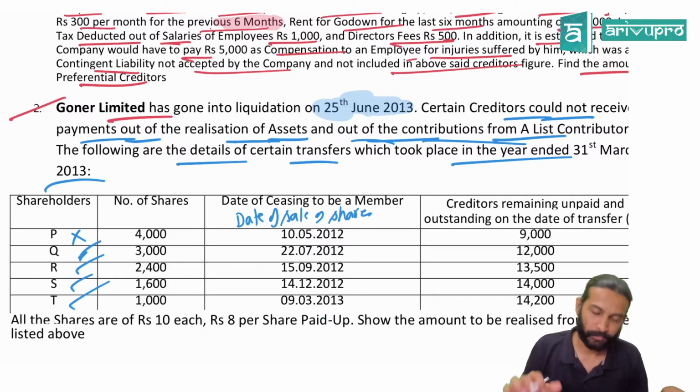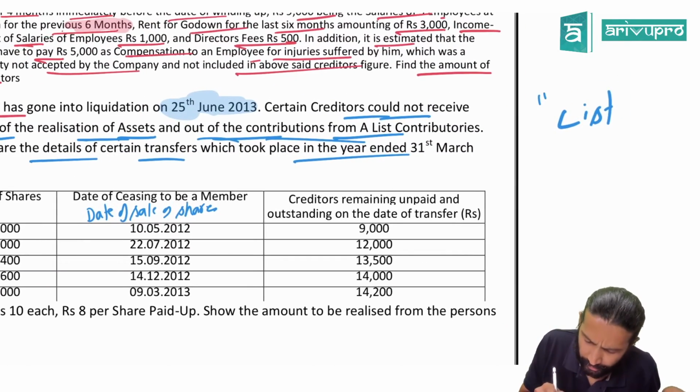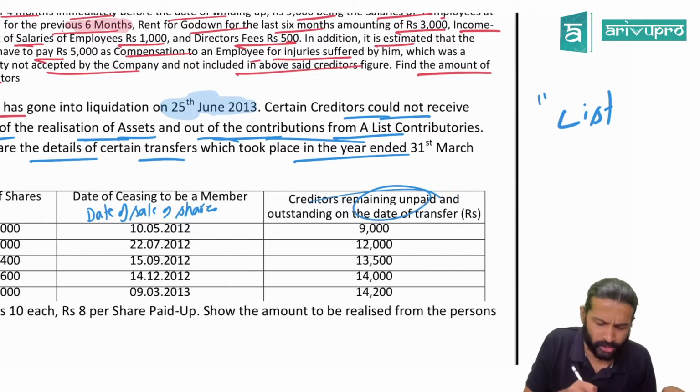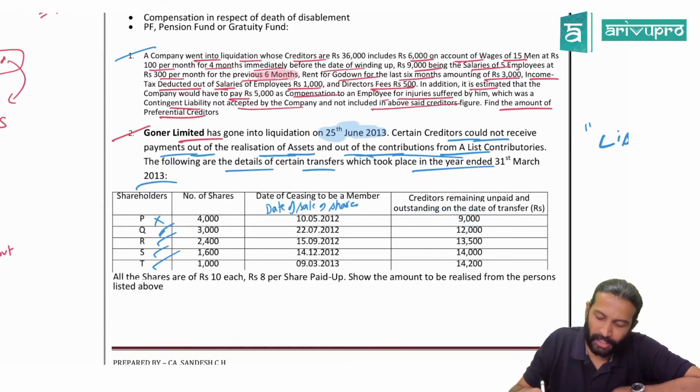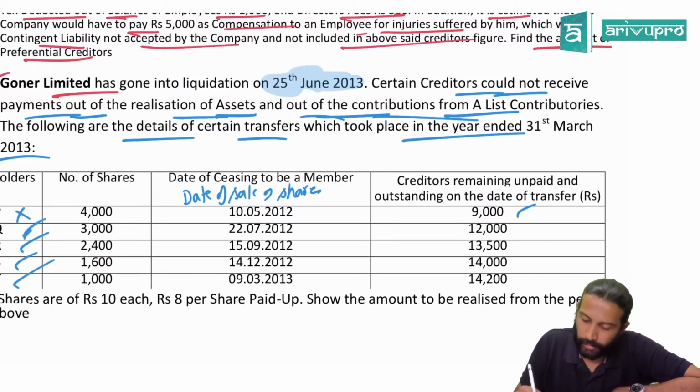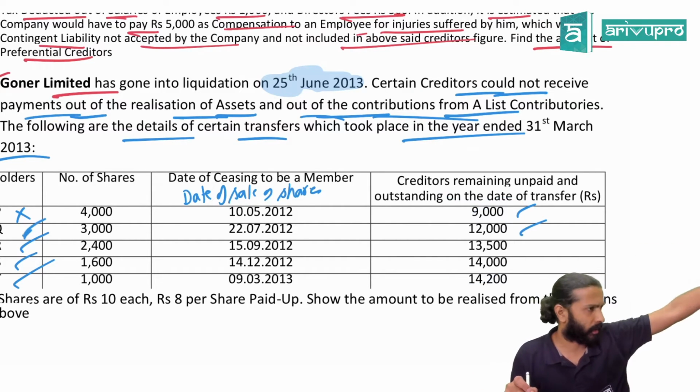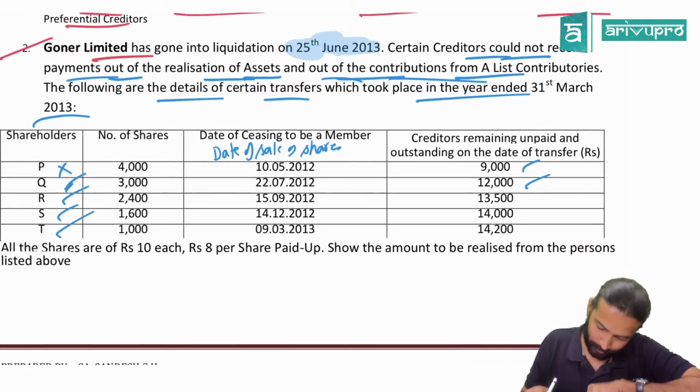Are we fine, sir? Next, they have given the remaining unpaid or outstanding balance of creditors. When P sold the shares, the creditors balance was 9,000. When Q sold it, it was 12. Like this, they have given the balance on the date of sale.